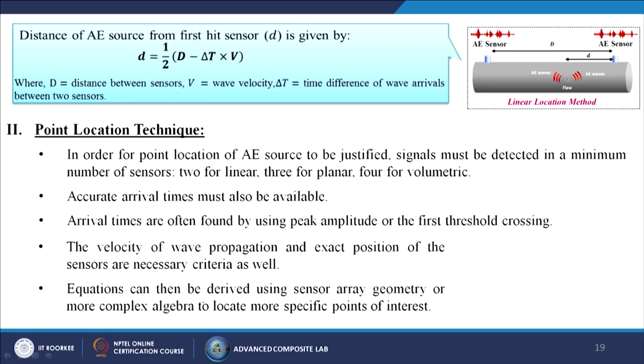Distance of the AE source from the first hit sensor is given by small d equals half into capital D minus del T into capital V, where capital D is the distance between sensors, capital V is the wave velocity, and del T is the time difference of wave arrivals between the two sensors. So, here you can see we are using two sensors, both are giving peaks, and AE waves are generated where flaws are present. Small d is this distance and capital D is the distance between the two sensors. This is called the linear location method.